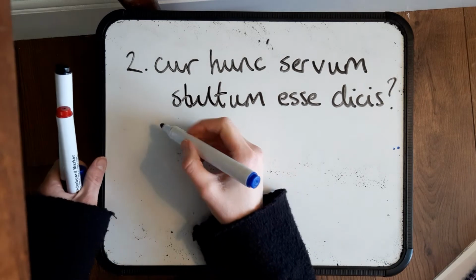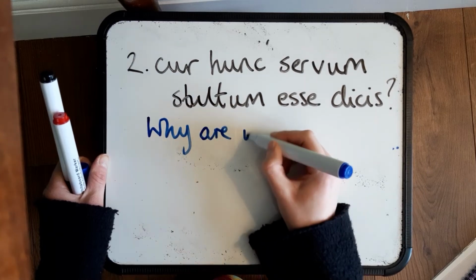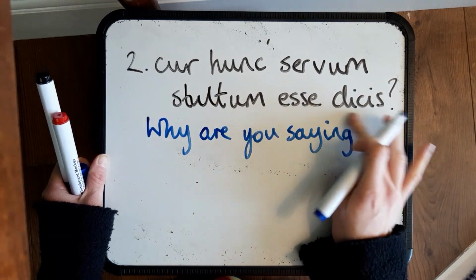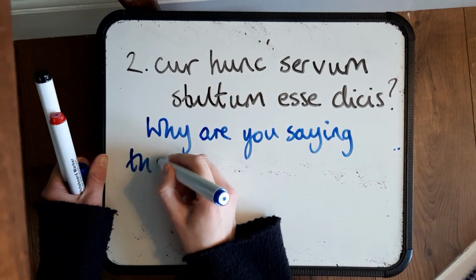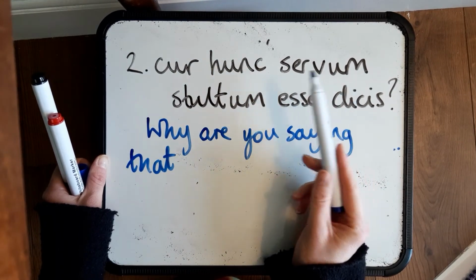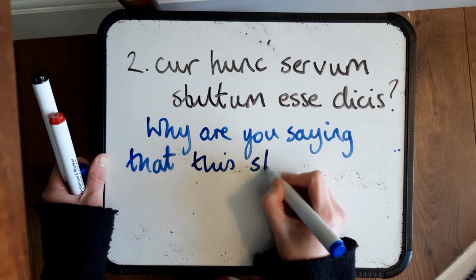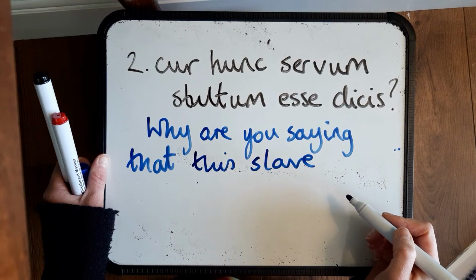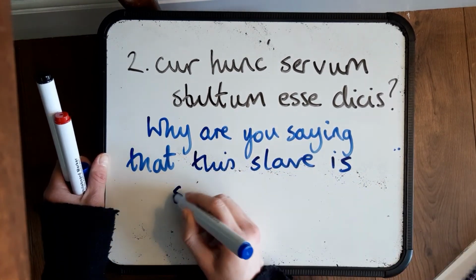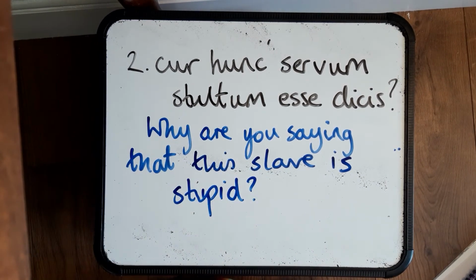Okay, so this one translates to why are you saying, or do you say would be fine, because that's the question there. Remember that. And then you've got an awful lot of accusatives here, so think about what would make most sense. Hunc, remember, means this, so that this slave, hunc servum. Esse, you need to translate as a normal verb, so is stupid.